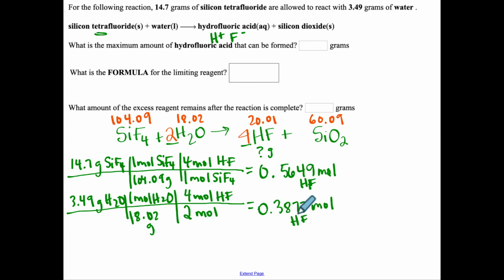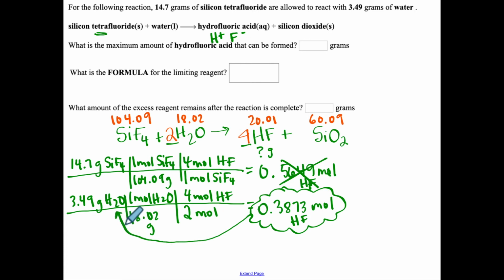Now, we have our two numbers that we're going to compare. This number is bigger, so we are going to cross it out. We will not be using it for anything. We can't make that much. And this is the biggest number of moles of hydrofluoric acid that can be produced. And so we'll bring our arrow back over here and find that water is the limiting reactant.